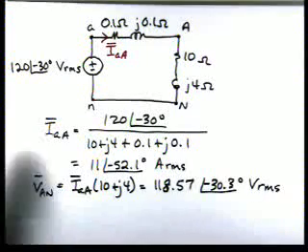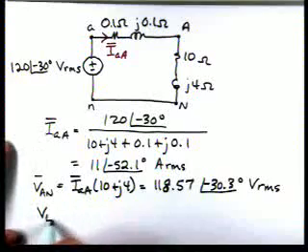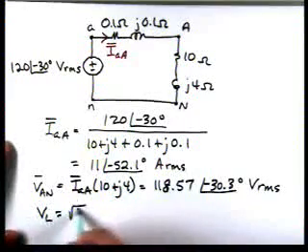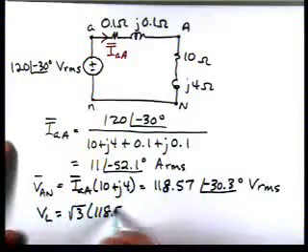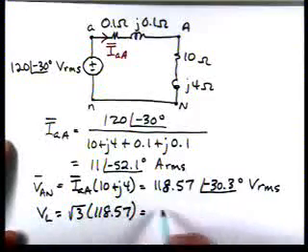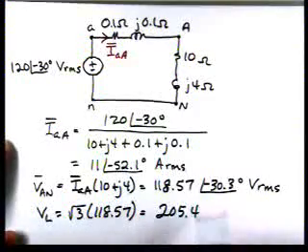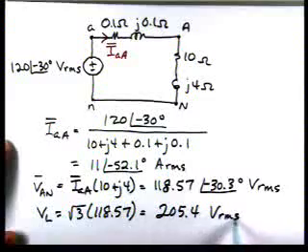If we want the line voltage to load, we now take the 118.57 and multiply it by the square root of 3, and we can see that we get 205.4 volts RMS.